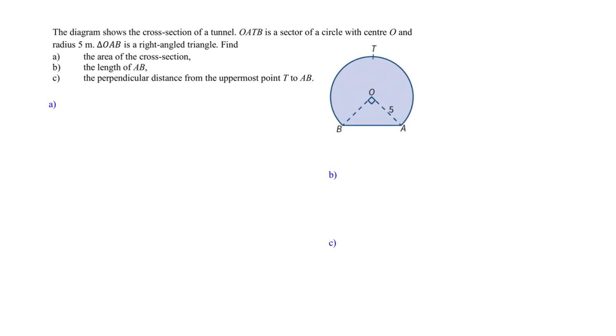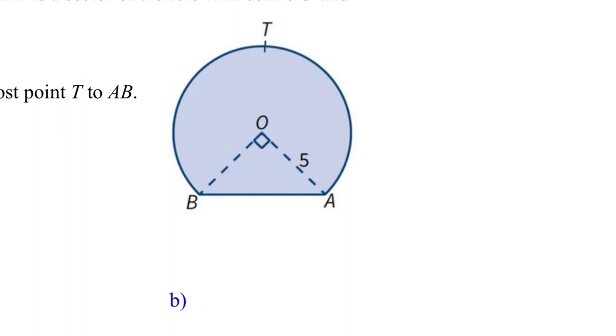So if I may zoom in, I can straight away see that since O is the center, OB and OA are radii. So I can find the black color area very easily, since there is a right angle triangle. I can easily apply half times base times height.